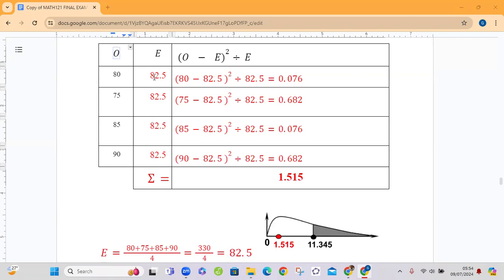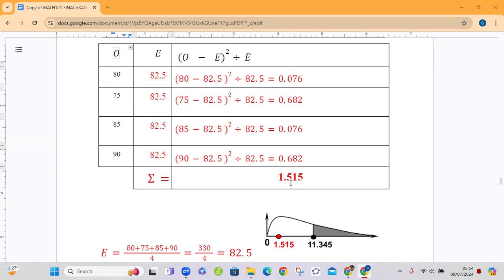So now here it is laid out, and now we can calculate O minus E all squared divided by E. These are called the chi-square contributions. So here they are all calculated. 80 minus 82.5 all squared divided by 82.5, 75 minus 82.5 all squared divided by 82.5, etc., up to 90 minus 82.5 all squared divided by 82.5. And they will add it up to give you the chi-square test statistic.